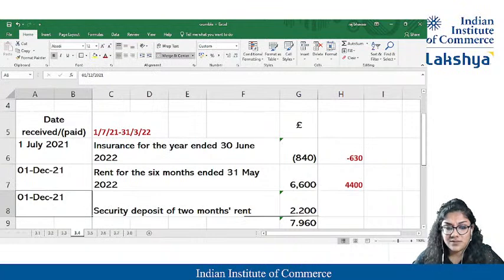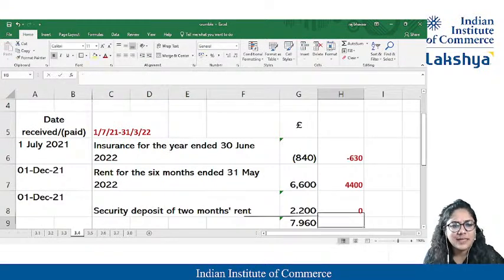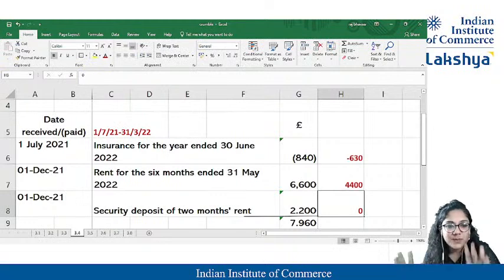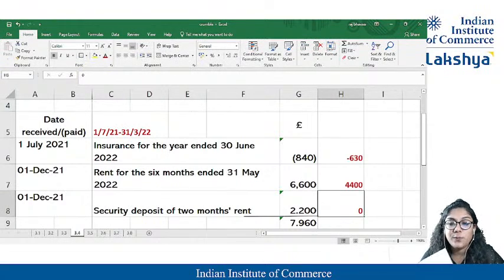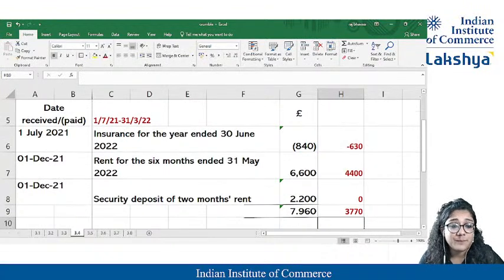On 1st December, you have made a security deposit of 2 months rent. That is an allowable expense. For 2 months, December and January, you would have paid. Cool. So can you tell me what will be my property income? Students, it's very easy. I can just show it over here only. This is my property income.